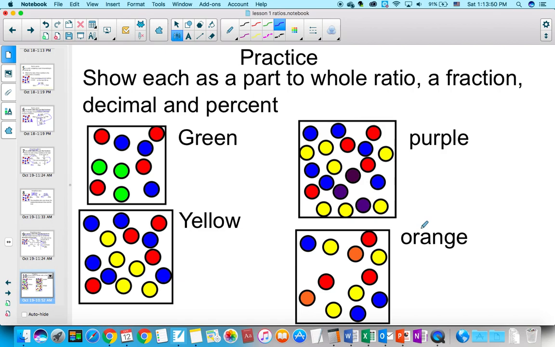So we'll do a little bit of practice here. If you want to pause the video and work on this on your own, feel free to. I'll just do a quick second pause and then we'll solve 2 of these together.